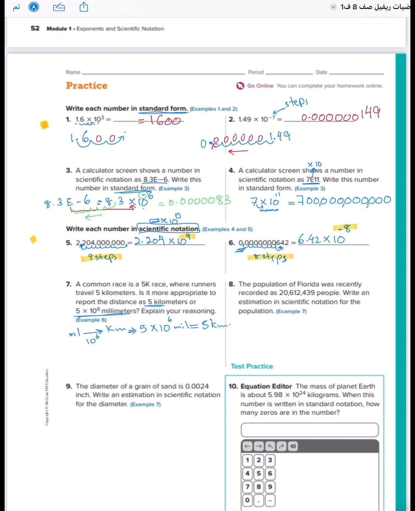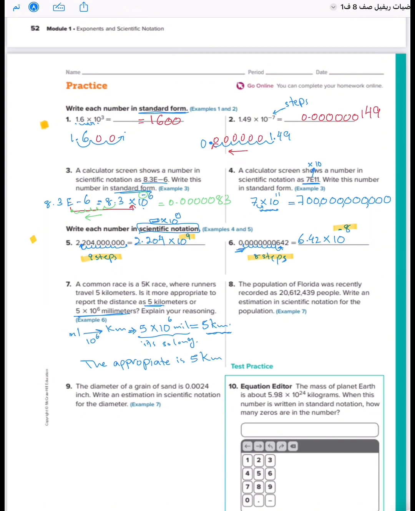So which one is proper? Write this one or that one. This one is so long. So the appropriate one is 5 kilometers, because it's the same. So which one is better? This one, because it's short. This is too long. Okay.